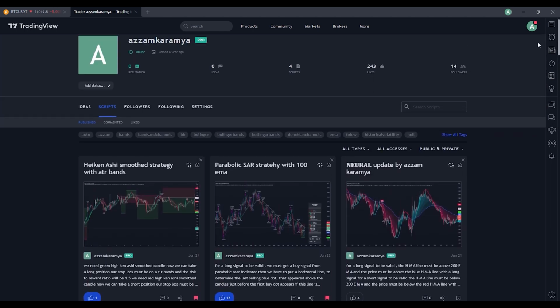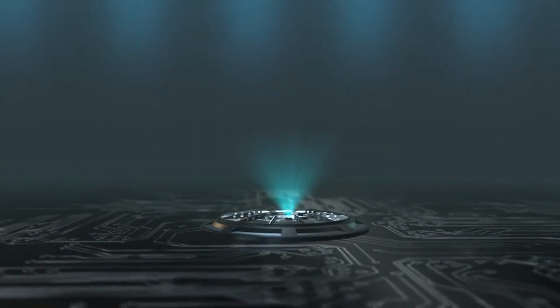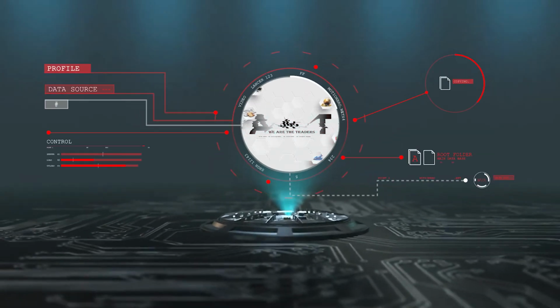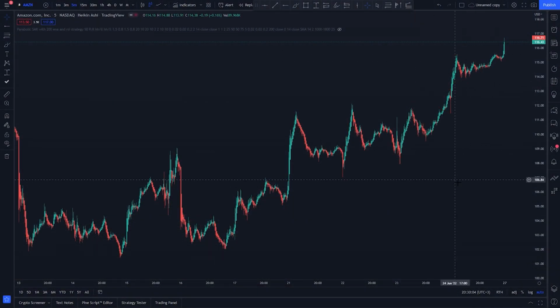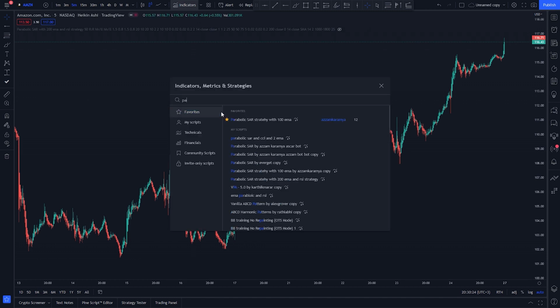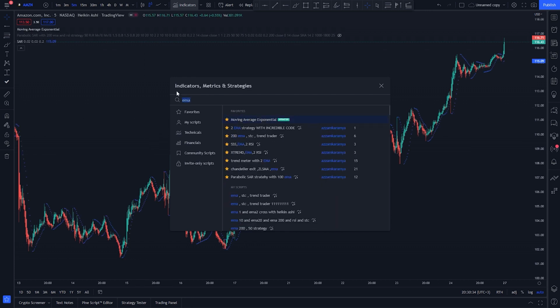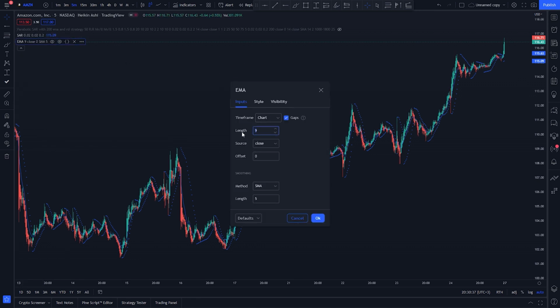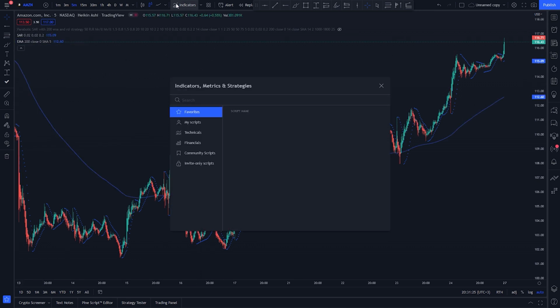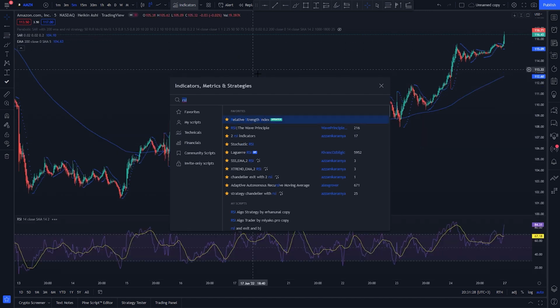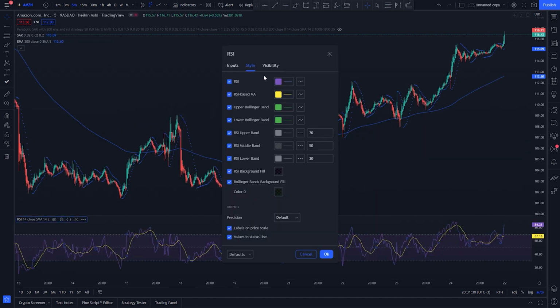So let's start. This strategy includes 3 free TradingView indicators. Now let's go ahead and add them to our chart. The first one is Parabolic SAR. The second one is 200 EMA. The third is our RSI indicator. We need to remove some settings.